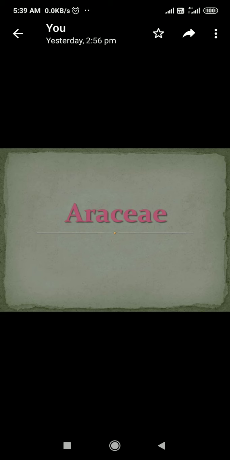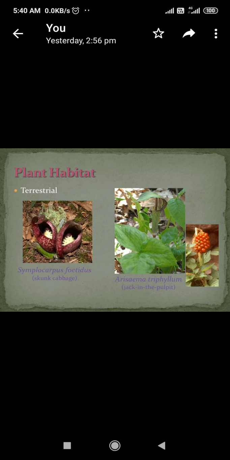Today we will study floral description, vegetative description, economic importance of the plants of Araceae family. So let's start with habitat. The plants of this family are terrestrial.